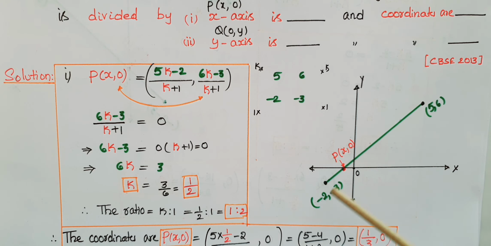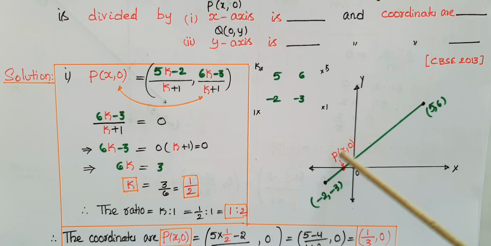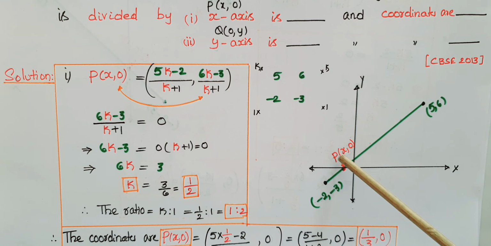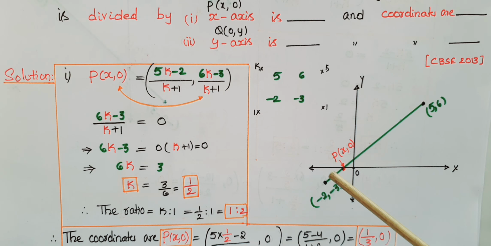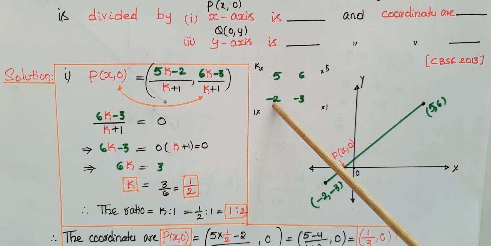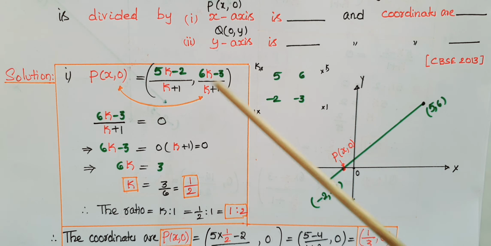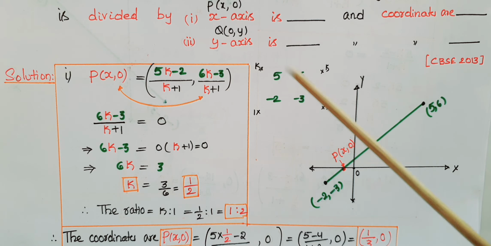line segment. These are the points, and if you see here, this line segment cuts this x-axis at this point. Let us assume this point be P(x, 0) because the y coordinate is always 0 on the x-axis. Therefore, we have to find this point P(x, 0), these are the coordinates, and we have to find the ratio of this point which divides this line segment. Let us assume this ratio be k:1. Now these are the (x2, y2) and (x1, y1). Then P(x, 0) is equal to ((5k minus 2) by (k plus 1), (6k minus 3) by (k plus 1)).